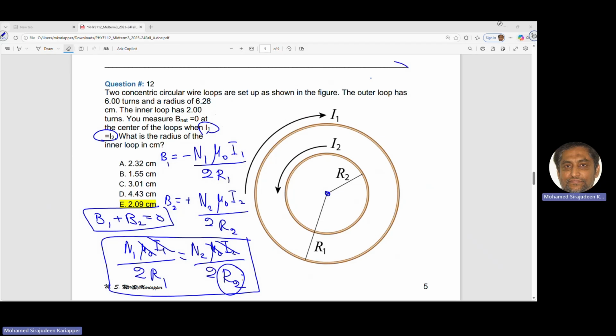So finally we get N1 divided by 2R1 is equal to N2 divided by 2R2. Everything is given except what? Except R2. So substitute for what is given and we can find the value of R2. Okay, I will stop. See you in the next class.